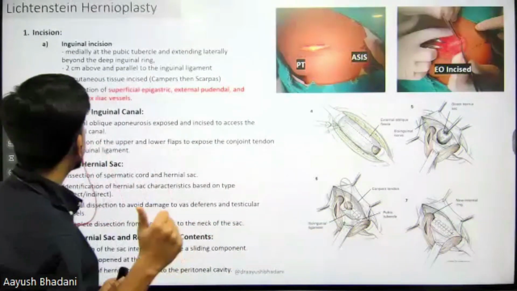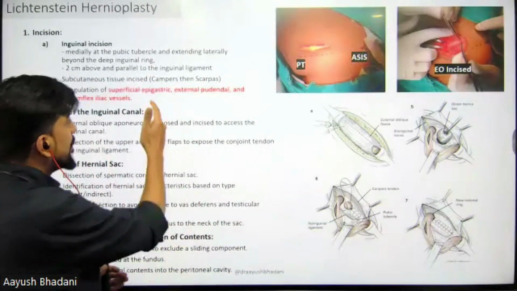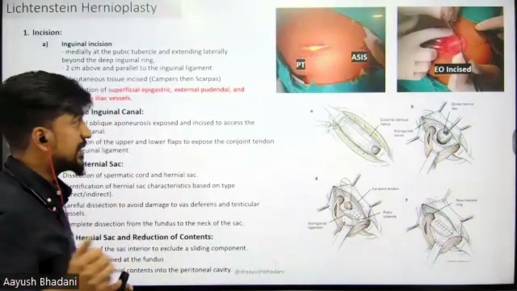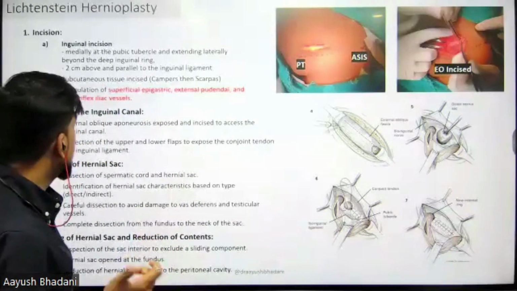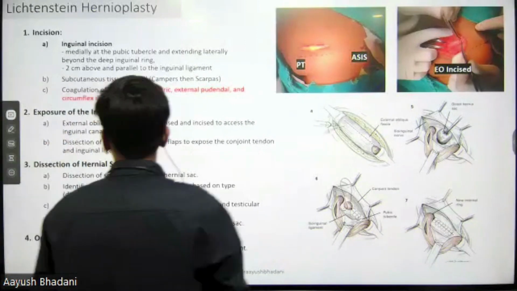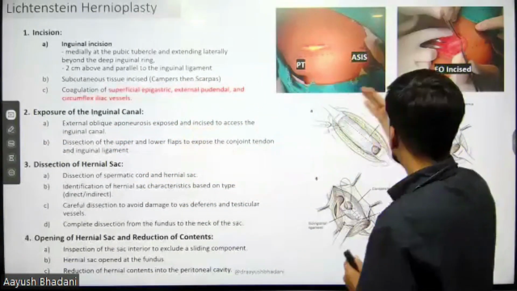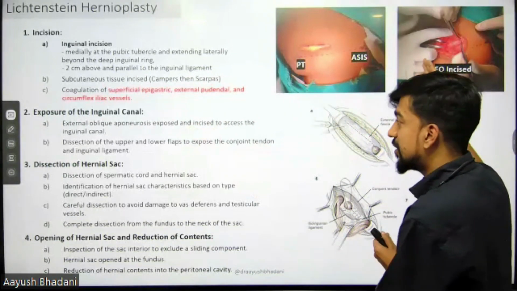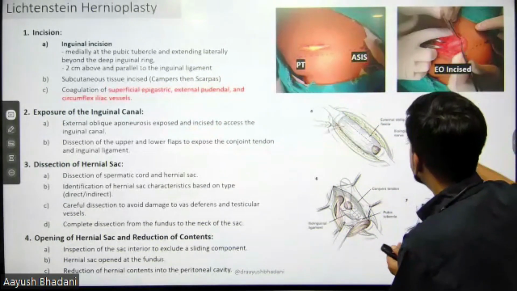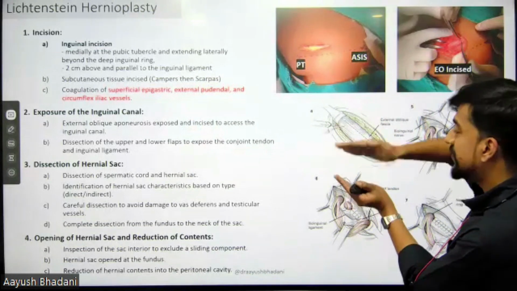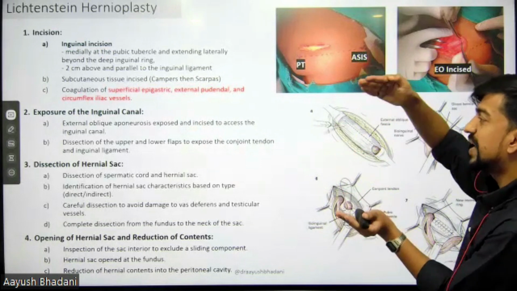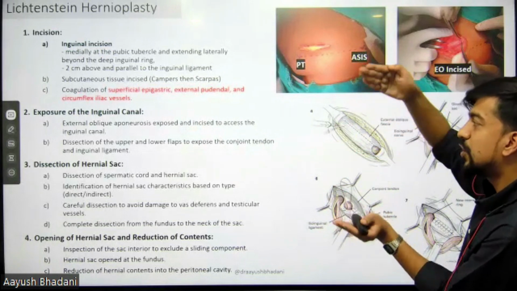We'll first incise the subcutaneous tissue, the Camper's and then the Scarpa's, C then S. Coagulate 3 important vessels: superficial epigastric, external pudendal, and circumflex iliac. Expose the inguinal canal. As soon as we cut the external oblique, we have access to the inguinal canal. We open the fascia, then dissect above, dissect below, and pull up flaps. So this is dissection of the upper and lower flap.